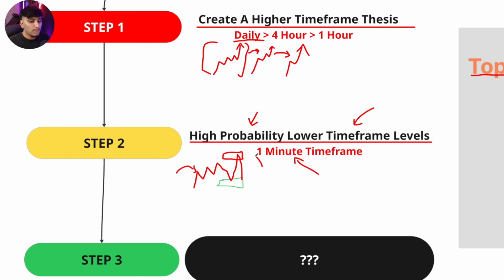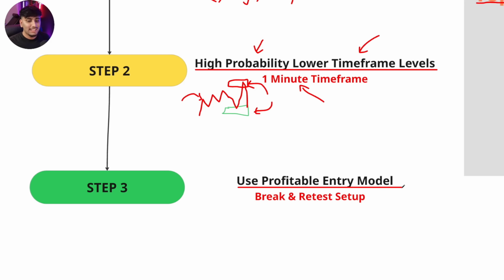So it is our job to identify these high probability zones and areas, and that's what we're going to do in step 2. And once again, when we get into the examples, this will make much more sense. And finally, for step 3, we're going to use a profitable entry model.